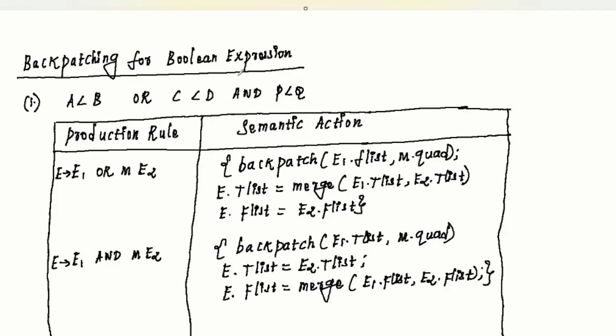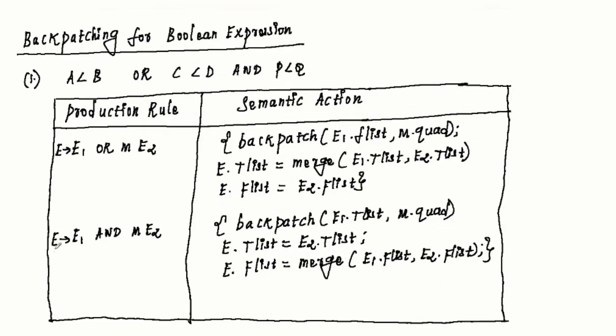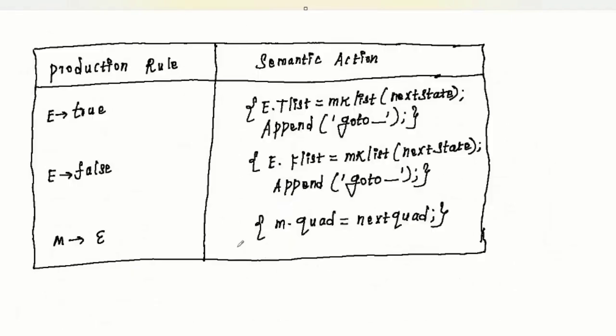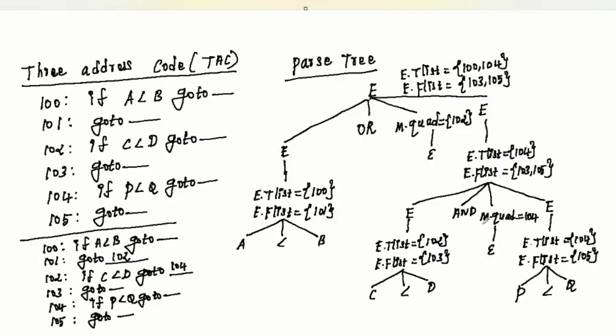Construct the annotated parse tree for the expression c less than d and p less than q. In the production rule, E produces E1 and M E2, and the corresponding semantic actions are given. Here E produces E and M. See the production rule: M produces epsilon, with the semantic action M.quad equal to nextquad. Write the semantic action M.quad for M produces epsilon.